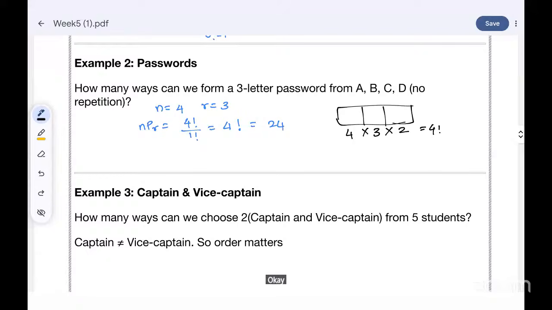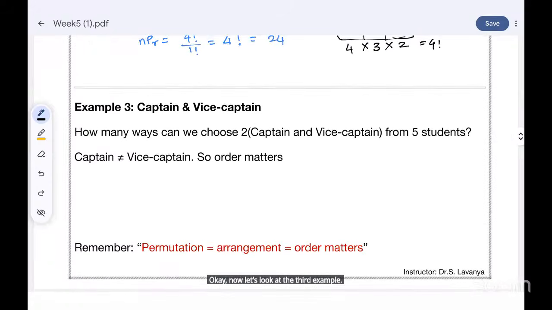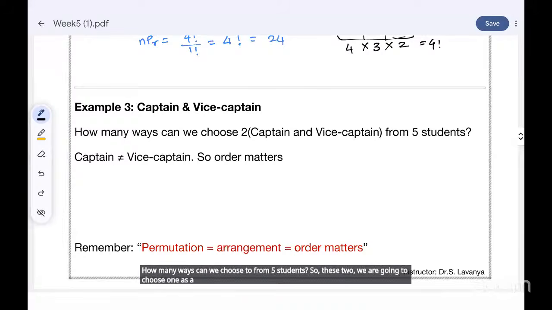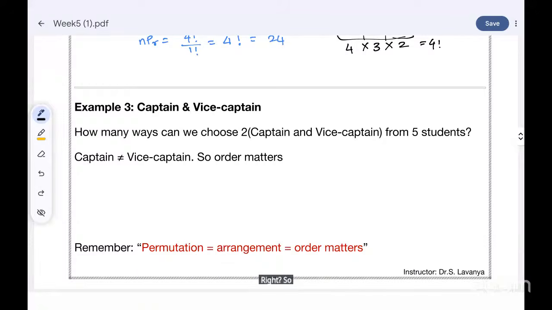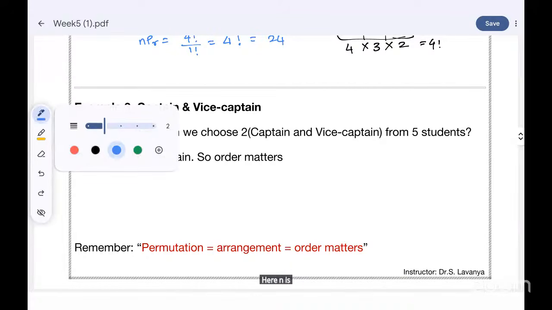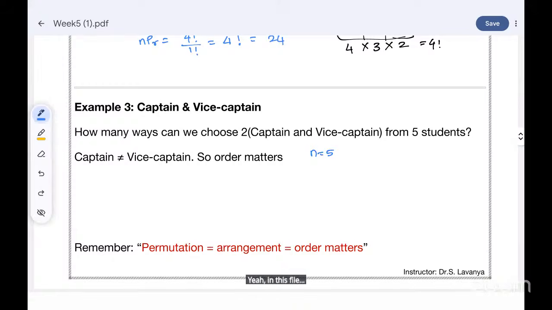Okay, now let's look at the third example. How many ways can we choose 2 from 5 students? We are going to choose one as a captain and another as a vice captain. So for 2 different positions, we need people. Here n is 5 and r is 2. So we have 5P2. Calculate and tell me what 5P2 is.